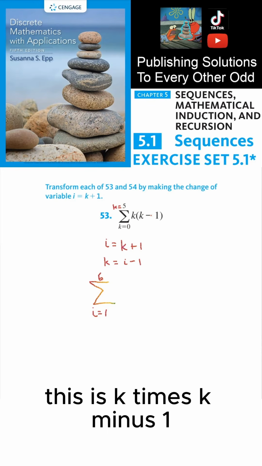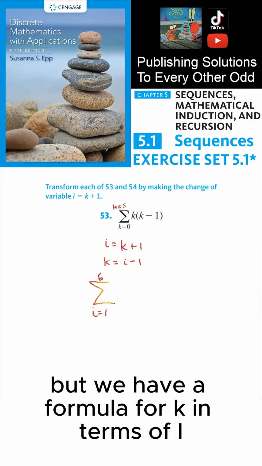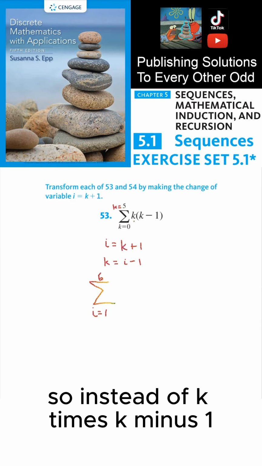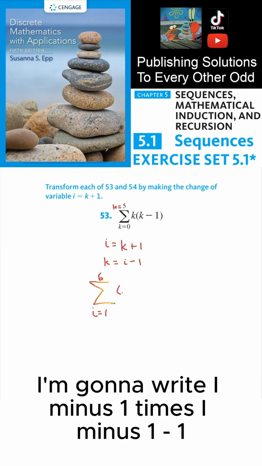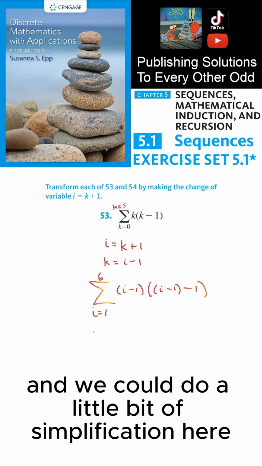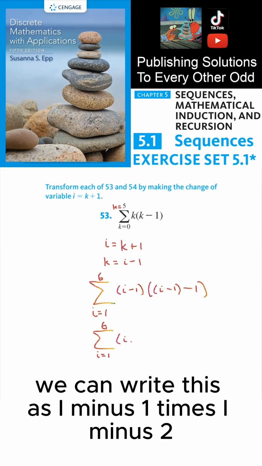Now we can write our expression here. This is k times k minus 1. But we have a formula for k in terms of I: k equals I minus 1. So instead of k times k minus 1, I'm going to write I minus 1 times I minus 1 minus 1. So I'm just substituting I minus 1 in for k. And we could do a little bit of simplification here. We can write this as I minus 1 times I minus 2. And this would be my final answer.